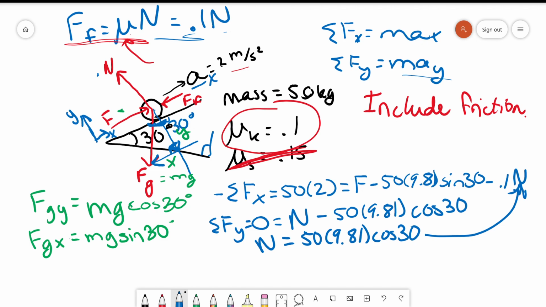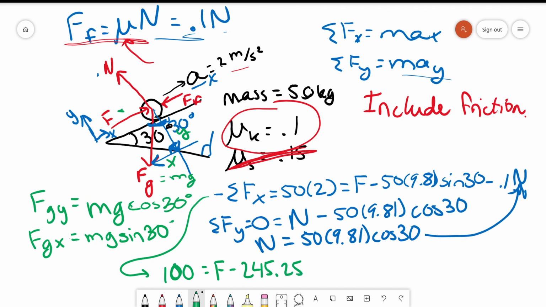I'm running out of room here. We'll make do. So I'm going to change back to green. So I'm now going to do this down here. So this is 100. 100 equals F minus 50 times 9.81 times sine of 30. I'm just going to find that number. 245.25. Okay, and then we also have this minus 0.1 times this number, which I'll find as well, just so we have our formulas a little simpler.